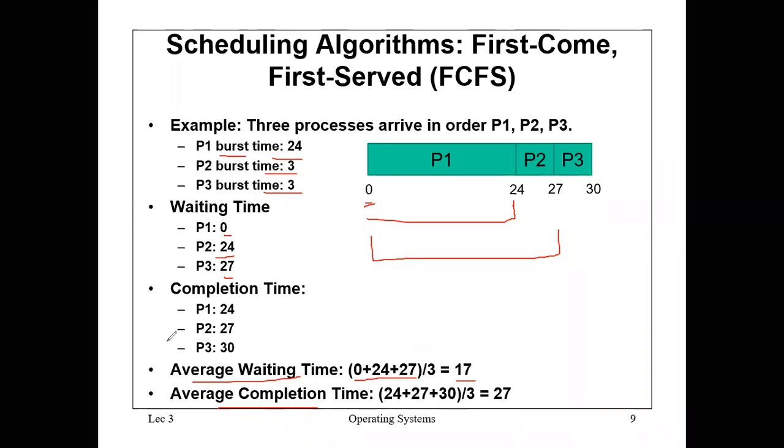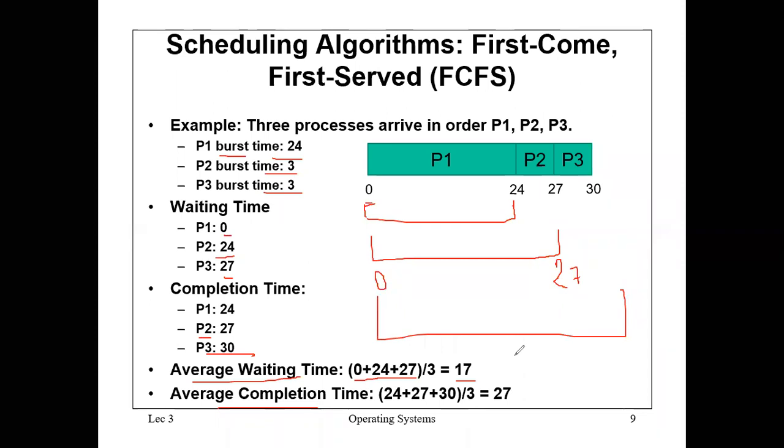Now, what is the completion time? Completion time means that you see P1 arrived at 0, completed at 24. So what is the difference between the arrival and finishing? 24 seconds. P2 arrived at 0, but finished at 27. So what is the difference between his arrival time and finishing time? 27, right? We can just subtract those two. And the same goes for P3. He arrived at 0, and he went up to 30.